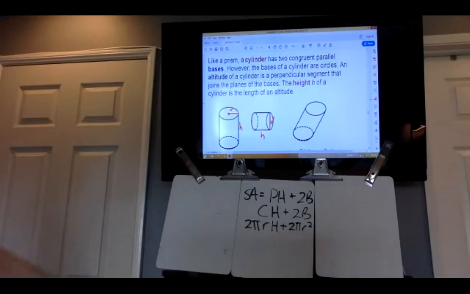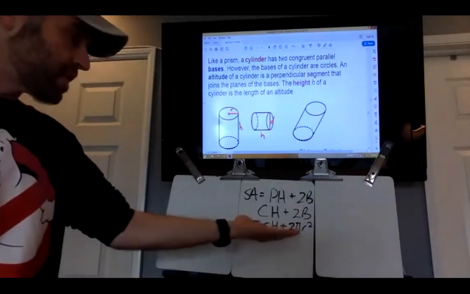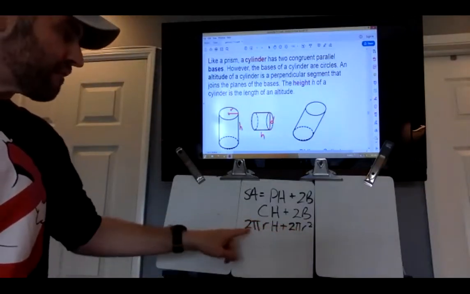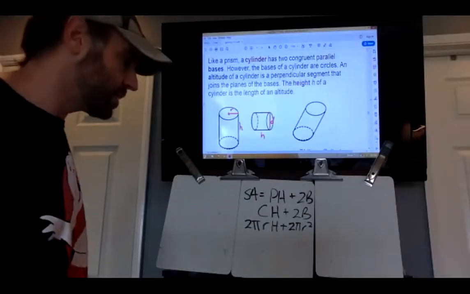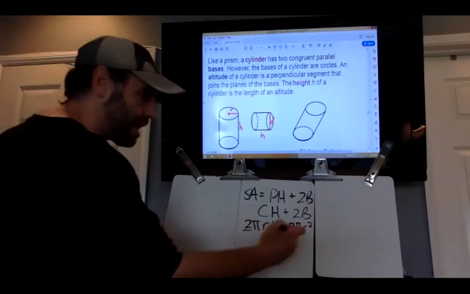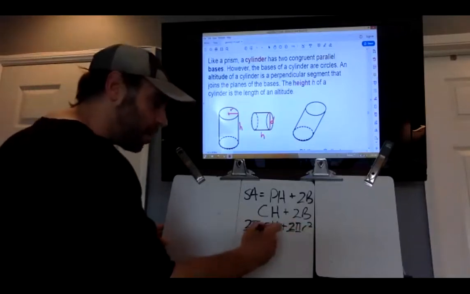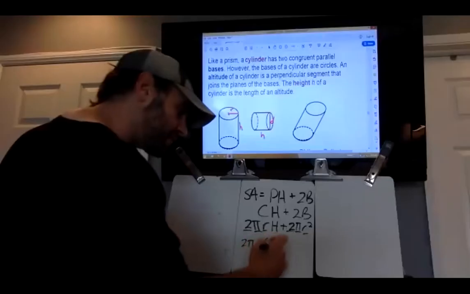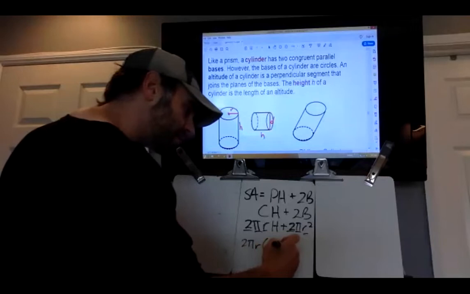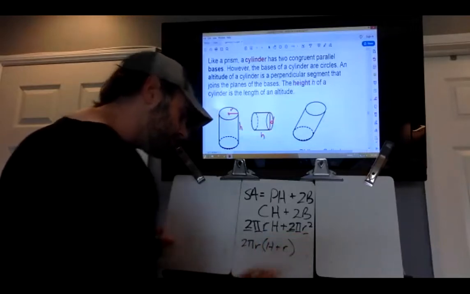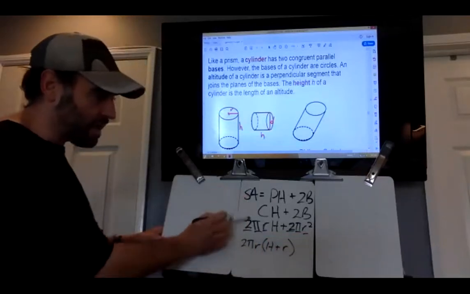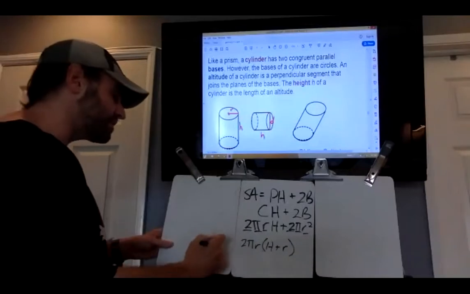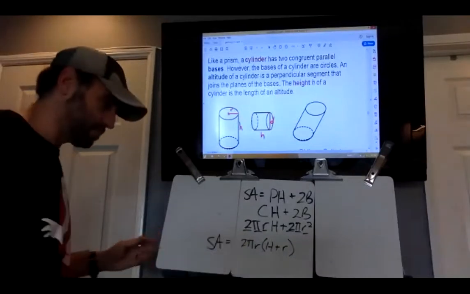Okay. Now the book stops there, but if you notice, you have common factors. You could factor it out to shorten your formula. So you can get a 2 out, a pi, one of the r's. So you can take a 2 pi r out, and what would be left is h plus r. And that, go all the way back up to the top, that would be the surface area of a cylinder.